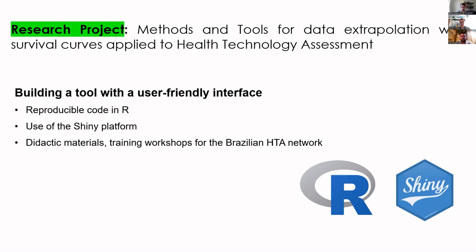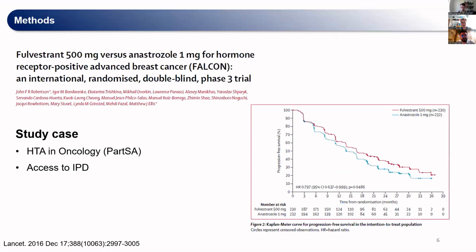So how are we now? We needed to choose a case study, and we chose a case in oncology because it's the most important field where we can see the use of overall survival and progression-free survival. It's very common to need the extrapolation of the data based on survival curves. And it's also very common now to have the partitioned survival analysis model, even here in Brazil. They are totally based on this fitting of survival curves.